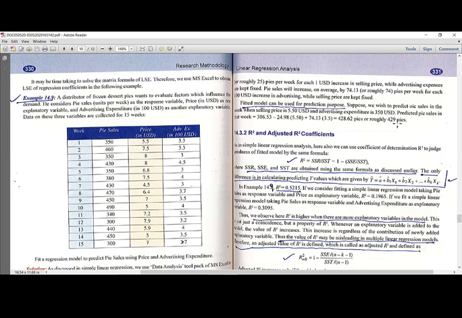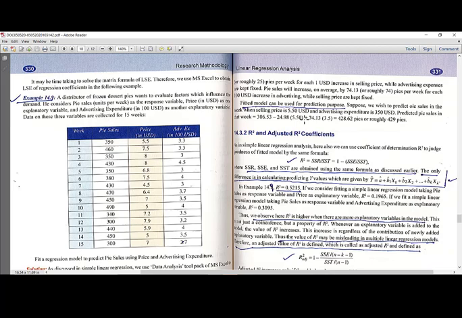429 pies. So what we have done is, we have predicted the pie sales in the week when selling price is $5.5 and advertising expenditure is $350. And here this column is in terms of $100. And here 3.3 means it is actually $330. That is why this $350 is written here as 3.5. So our predicted pie sales is approximately 429 in that particular week, when the selling price is $5.5 and the advertising expenditure is $350.